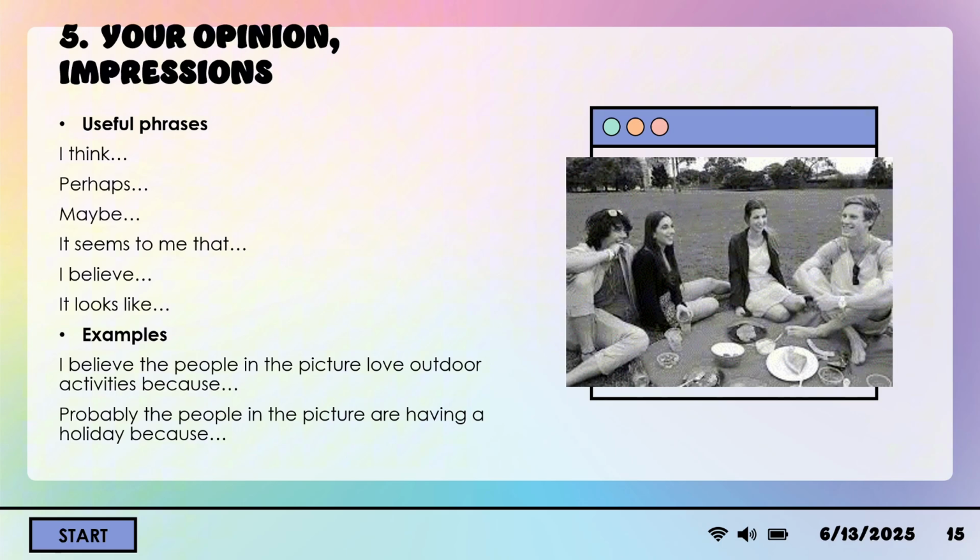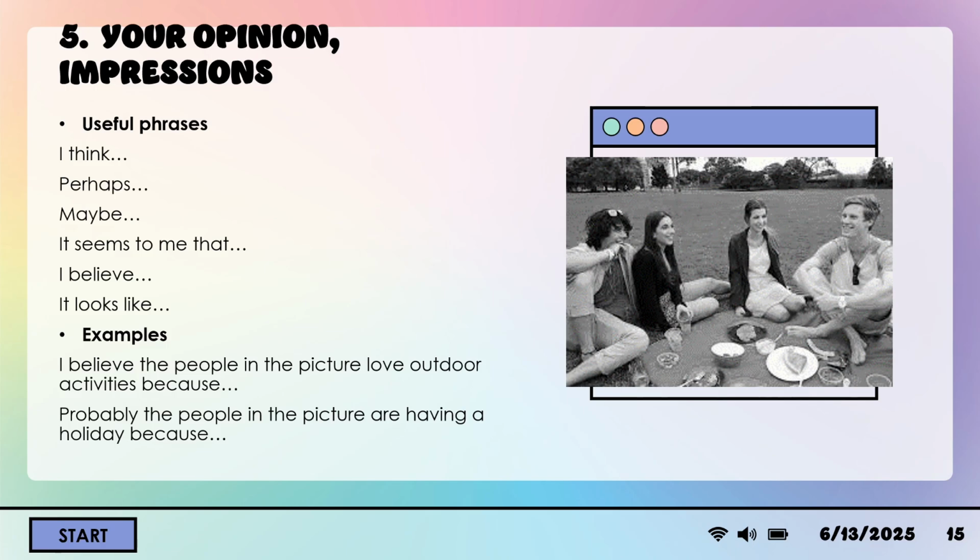So you can use, maybe you are giving your opinion, or maybe you can say, I think perhaps they are eating pizza. It's not clear, but I think that's pizza or maybe a pie. Maybe one person is telling a joke and the others are laughing. Maybe it seems like that. It seems to me that they are enjoying their time. So that's what you can use.